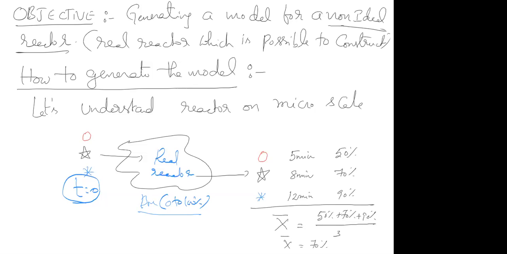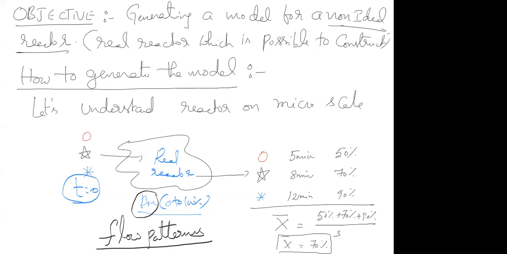Clear? So this is the reactor understanding on a bigger scale. Whatever conversion you calculate or see is the average conversion of the particles. The average conversion depends upon the residence time of the particles. That residence time depends upon the back mixing of the particles. What is back mixing? It is nothing but flow patterns. What are flow patterns? These are mixing patterns inside the reactors. So these flow patterns inside will create back mixing.